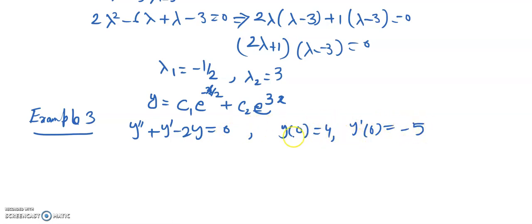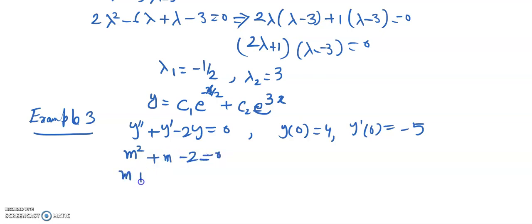So it means that the value of the solution function at x is equal to 0 is 4, and the value of the derivative of the solution at x is equal to 0 is minus 5. So, the characteristic equation: instead of lambda you can use any other variable. Some books also use m, so instead of lambda I can use m. Okay, m square plus m minus 2 is equal to 0.